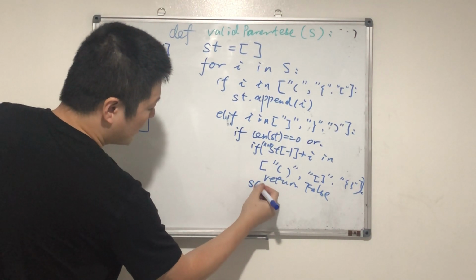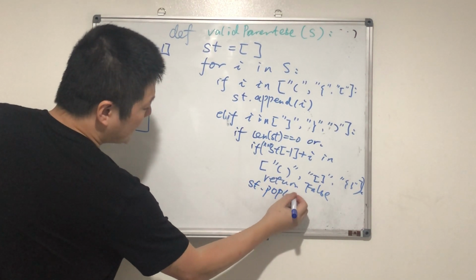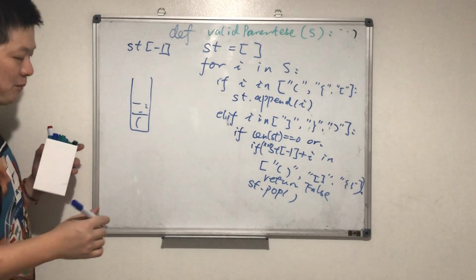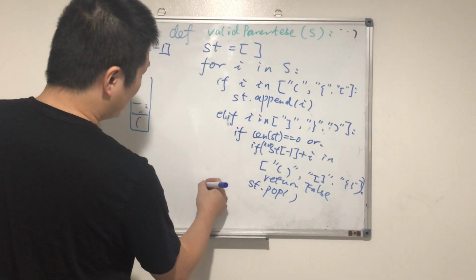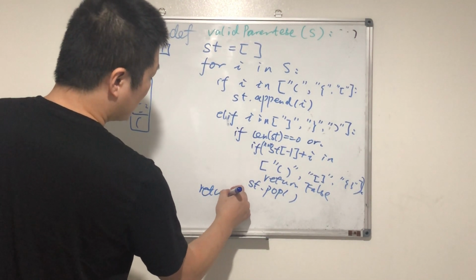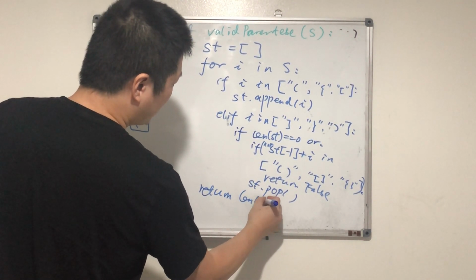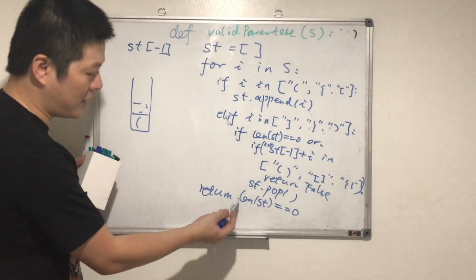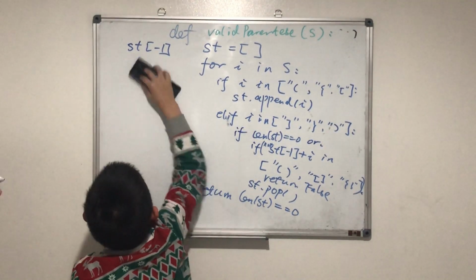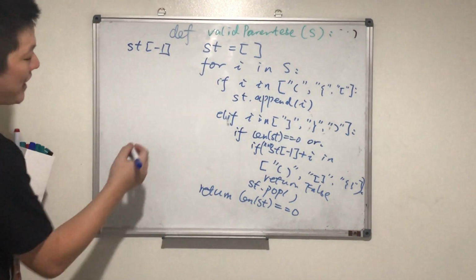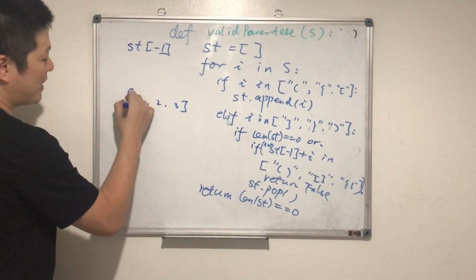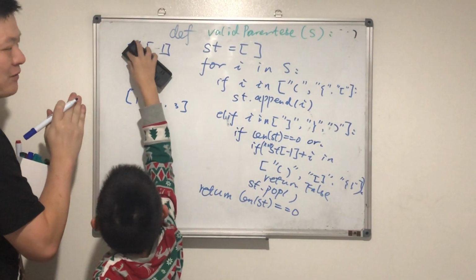st.pop. This is pop the last element. If we want to pop the first element, return left... and at the end we need to check if the stack is empty, right? Okay, so can you tell me if I want to check the beginning, if the list is 1, 2, 3, if I want to pop this element out, first in first out.